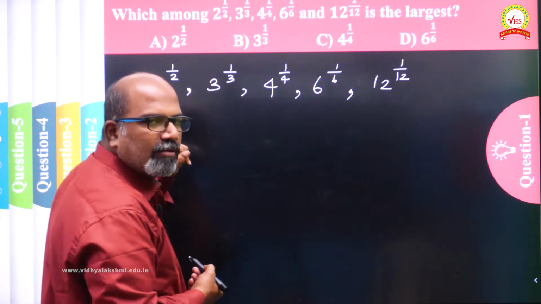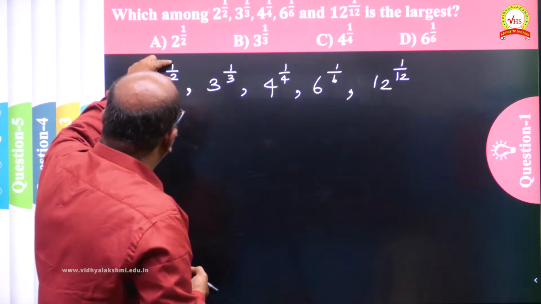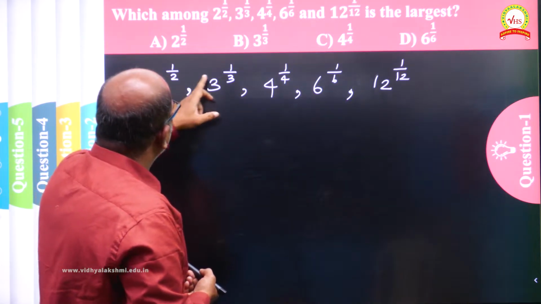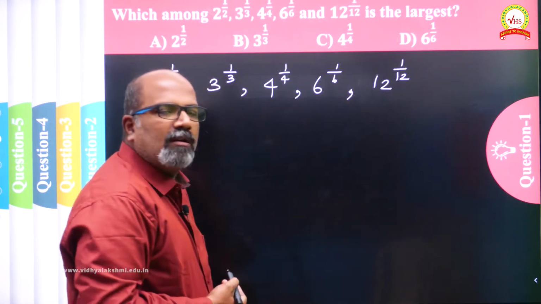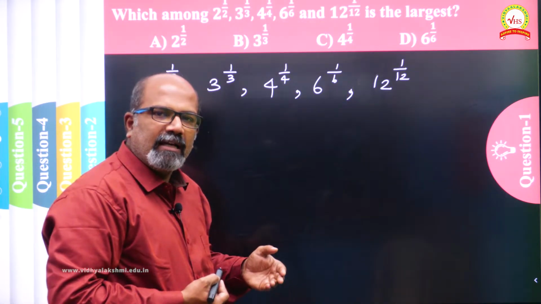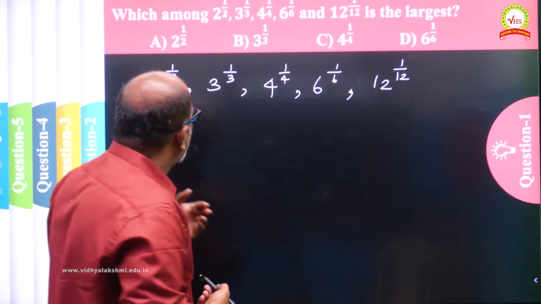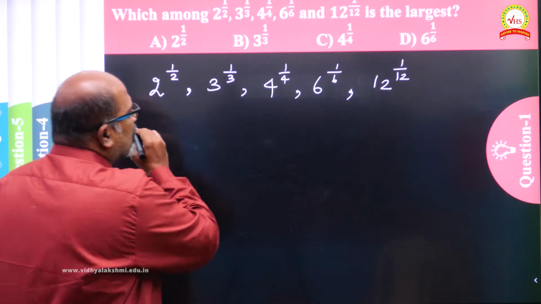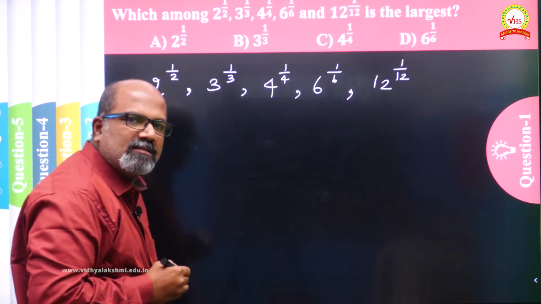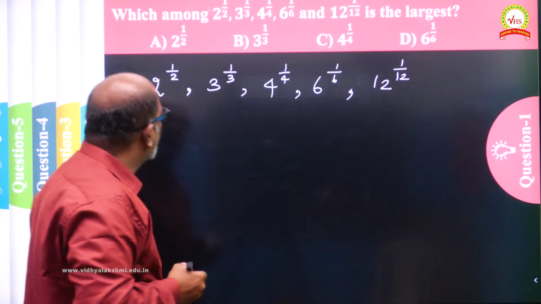For that, I want to take the LCM of the denominators of these exponents: 2, 3, 4, 6, 12. For 2, 3, 4, 6, 12, the LCM is 12. So in the next step, I want to convert all the exponents to have the same denominator, 12.